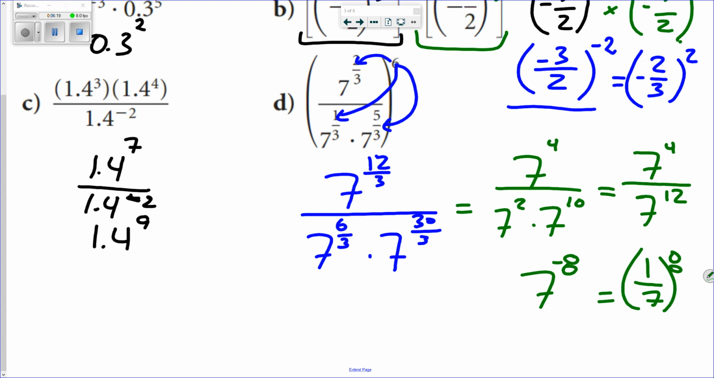Again, that's an extra step you don't have to take unless the question specifies that the exponent needs to be positive.